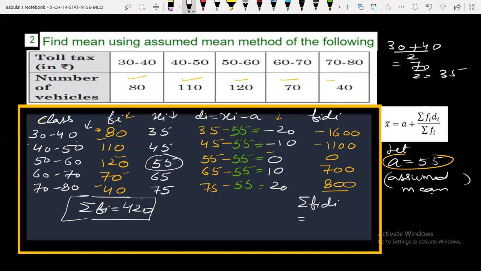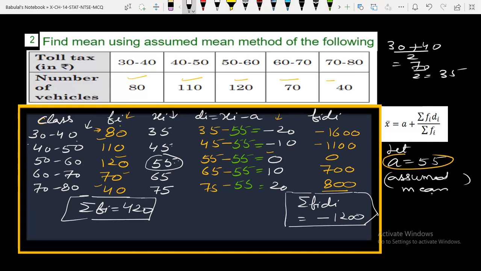And what is the sum of all fi di? Minus 1600 minus 1100 plus 700 plus 800, and its sum is minus 1200. प्लीज ऐड केयरफुली. रफ कॉलम लीजिए, ढंग से ऐड करिए. आपकी जल्दबाजी आपके मार्क्स को खो सकती है, जो कि बहुत सिंपल क्वेश्चंस है.